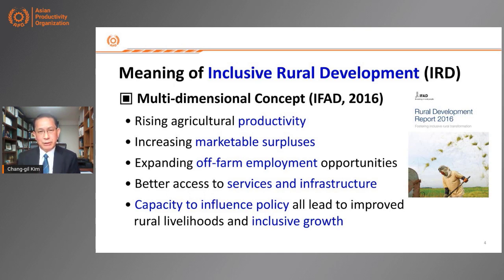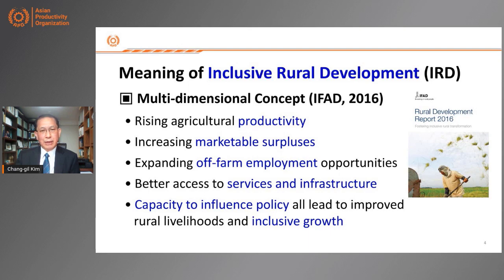Originally, inclusive rural development was a concept initiated by IFAD, the International Fund for Agricultural Development, in 2016. This is a multidimensional concept. There are five components. The first, the most important, is raising agricultural productivity. The second component is increasing marketable surpluses. The third is expanding off-farm employment opportunities. The fourth is better access to services and infrastructure. Finally, capacity to influence policy. All lead to improved rural livelihoods and inclusive growth.